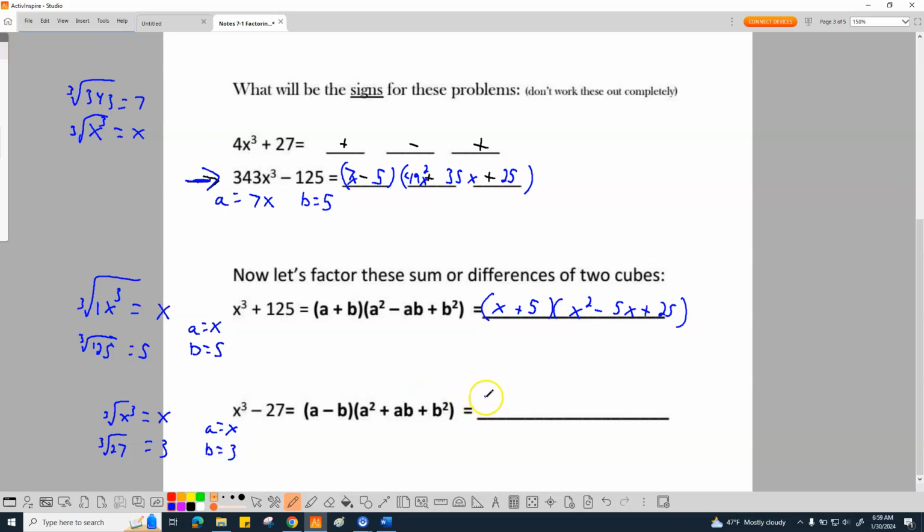So how do I do this? Well, let's set up the skeleton. Let's get our things going here. We have that, we have our plus, and we have our plus. So now a minus b, x minus 3. A squared is x squared. And then a times b is 3x. And then b squared is 9.